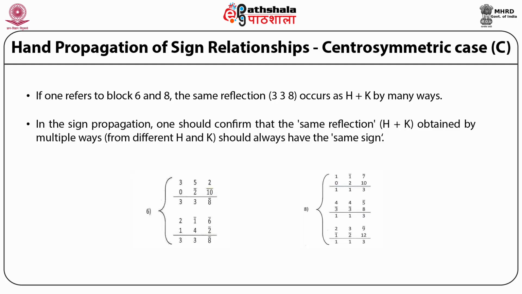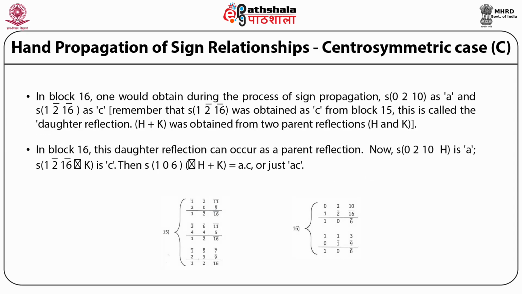So that is why I am giving an example. Like that we can have a situation like block 8, where we have the daughter reflection 113 coming in terms of 3 types of parent reflections. So all the 3 have to have the same sign. So here also I am just giving an example of how 3 daughters are there, and in block 16, 2 daughters are there. So now let us see.